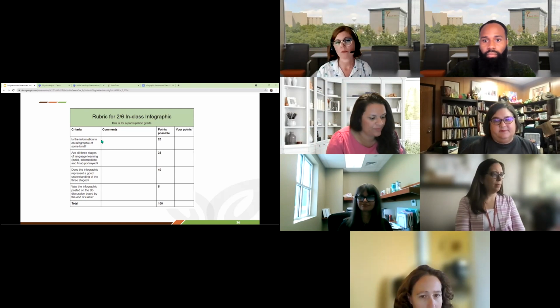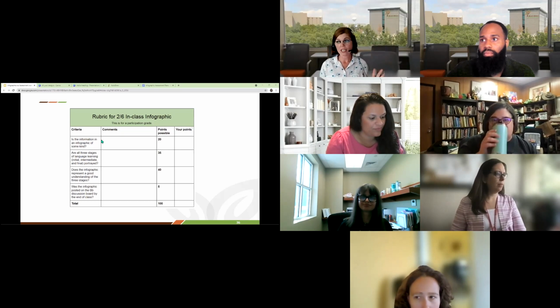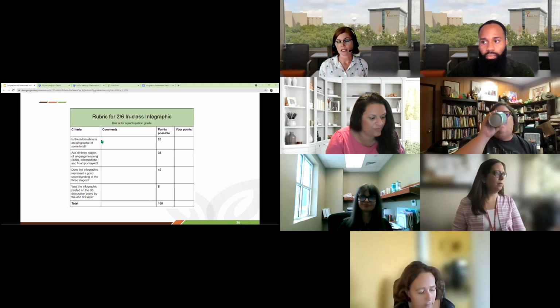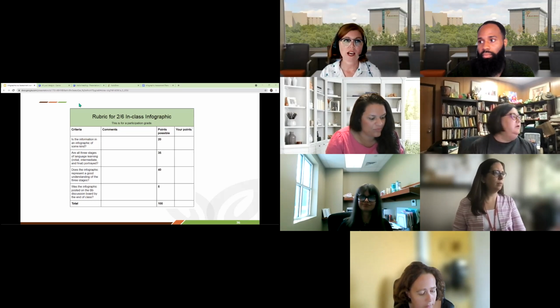Does the infographic represent a good understanding of the 3 stages? Because that's the goal here, right? Are they understanding the content? And then was it posted on the LMS? Because I was assessing it that way. And so that's an example of a rubric.